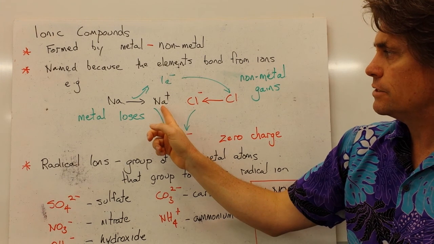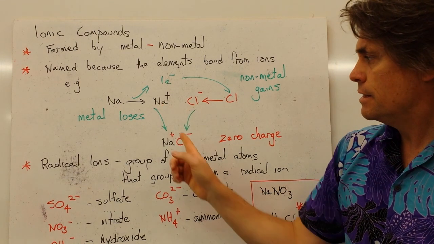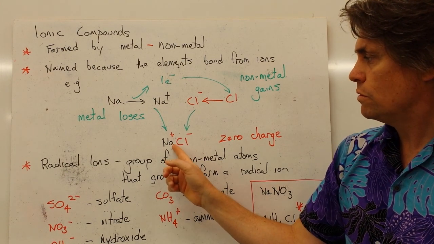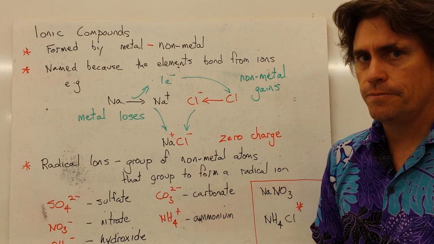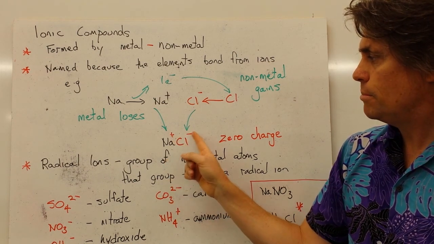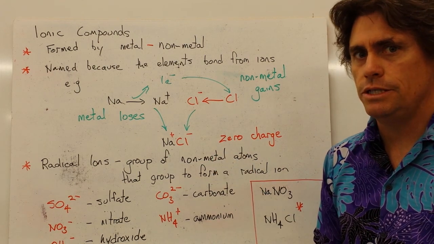Now if we have a sodium ion and a chloride ion together, the positive and negative charges will be attracted. So we will form what's called an ionic bond between the two. Now in our compound here, we've shown that we've got one positive and one negative. So overall this compound has what we call a zero charge.